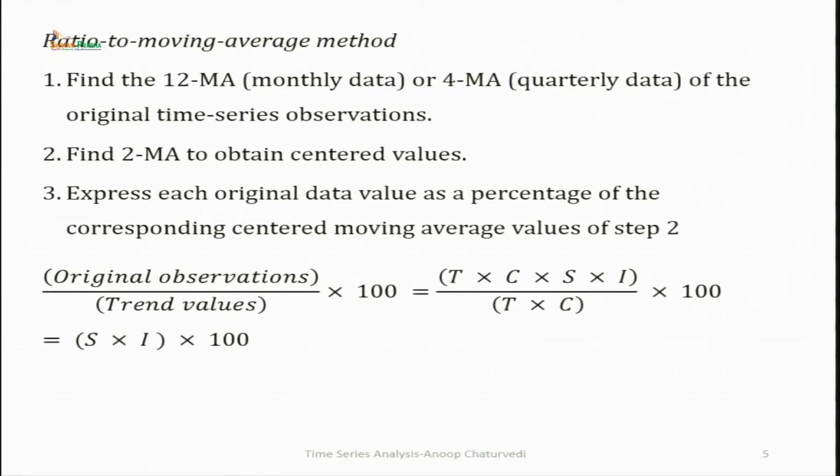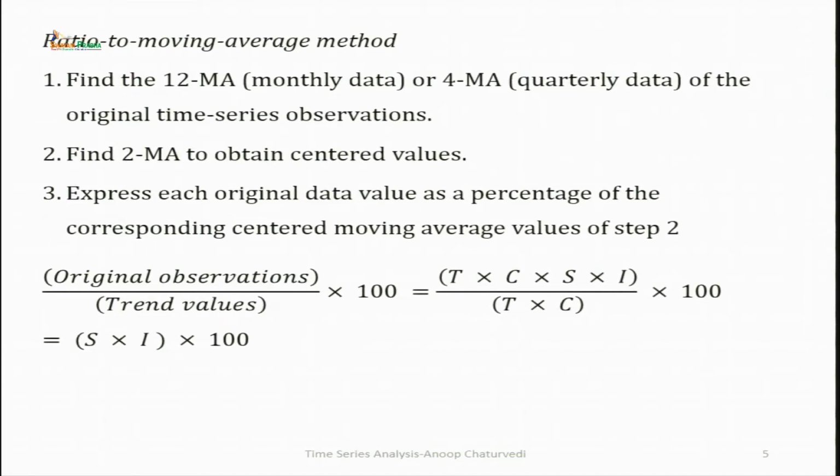After taking the moving averages, the values which you will obtain are your trend values. So, you divide the original observations by trend values, multiply it by 100 to express the figures in percentage.